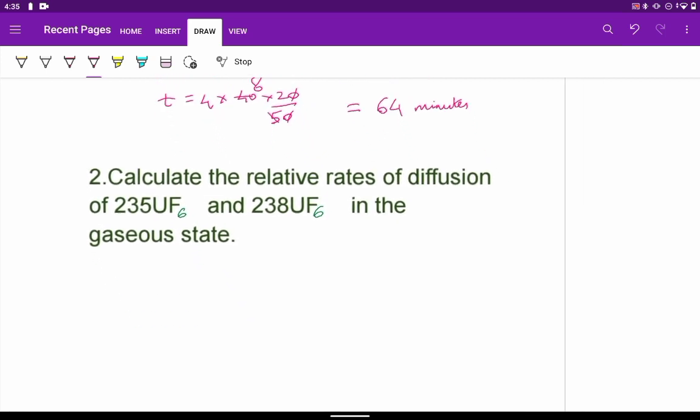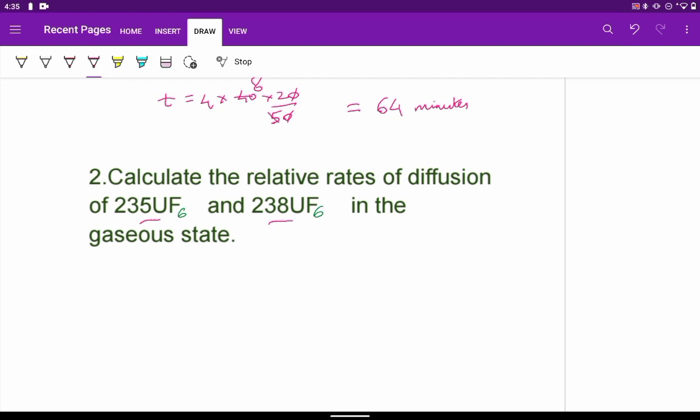Next is, we know that for uranium we have isotopes. One is uranium-235, another is uranium-238. Now we have uranium hexafluoride with the two isotopes. And we have to calculate the relative rates of diffusion of the uranium hexafluoride containing isotope uranium-235 and the other uranium hexafluoride in which the uranium isotope present is U-238. Now in the gaseous state, what will be the relative rates of diffusion?